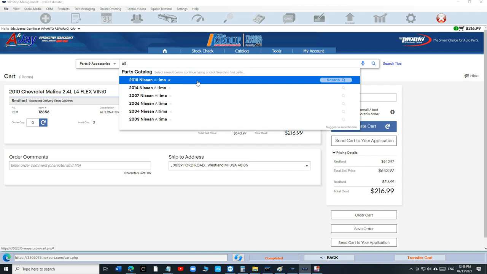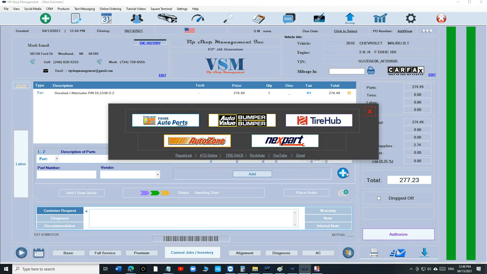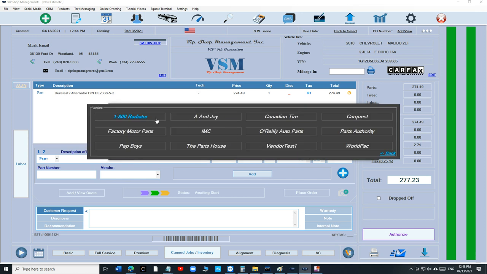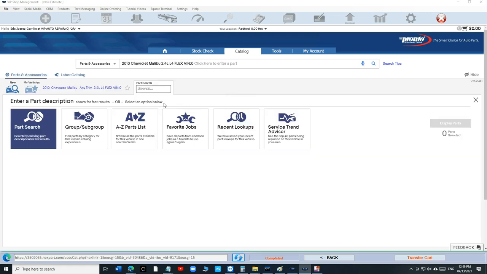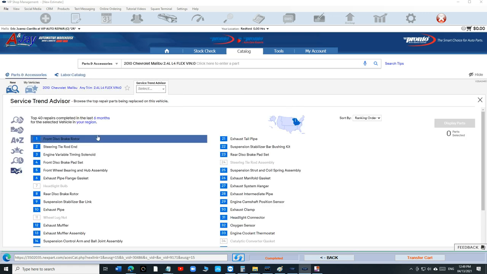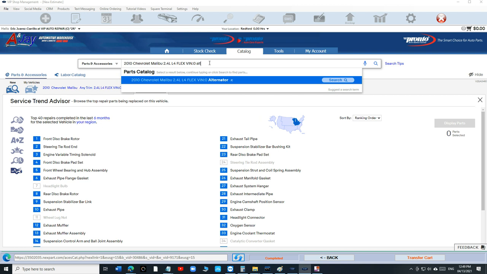Alternator. Kind of messed up. All right, let's go back. Let's go to the next part. I tried to grab the parts at the same time. I don't want the parts, I just want the labor. That's it. Let's say alternator.